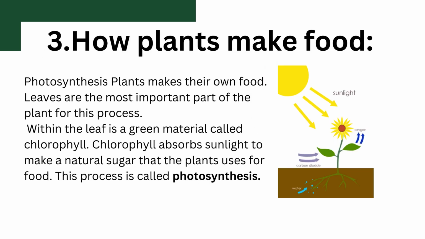How plants make food? Photosynthesis. Plants make their own food. Leaves are the most important part of the plant for this process. Within the leaf is a green material called chlorophyll. Chlorophyll absorbs sunlight to make a natural sugar that the plant uses for food. This process is called photosynthesis.